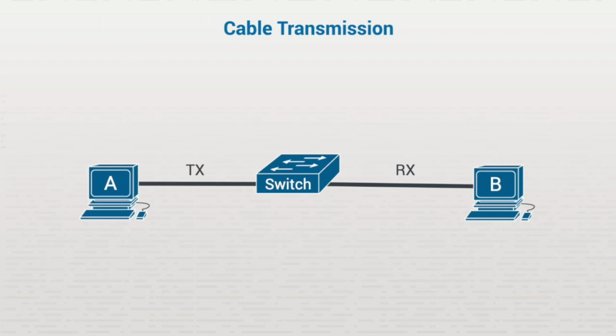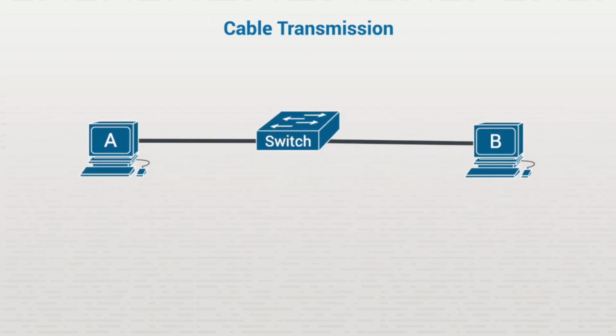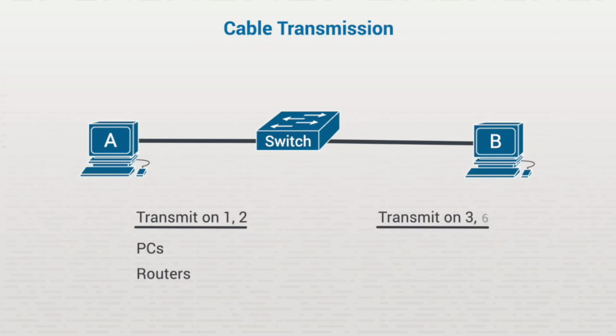To know if a device transmits on the same pair or on different pairs, you need to know which pin it transmits on. Devices that transmit on pins 1 and 2 include workstations and routers. Devices that transmit on pins 3 and 6 include hubs and switches. Now, let's connect a PC to a switch. The PC transmits on 1 and 2, but the switch transmits on 3 and 6. So this will be a straight-through cable. The same on the other side.